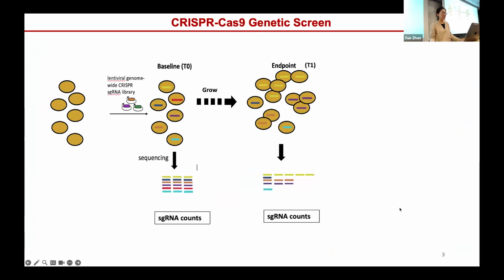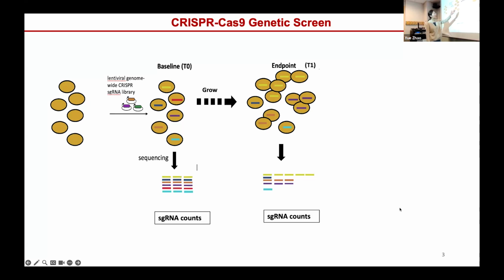In the case of the growth-based negative screen, this is the most common or most basic CRISPR-Cas9 genetic screen. We usually start with millions of cells, and we first introduce the lentivirus with the guide RNA into the cells, and each guide RNA will enter one cell. That's what we achieve by controlling the MOI ratio. Then this is our baseline E0 sample, and we collect the DNA and send it to sequencing.